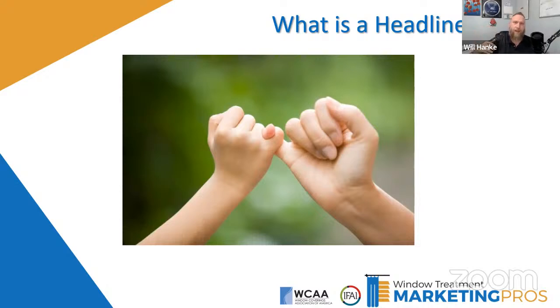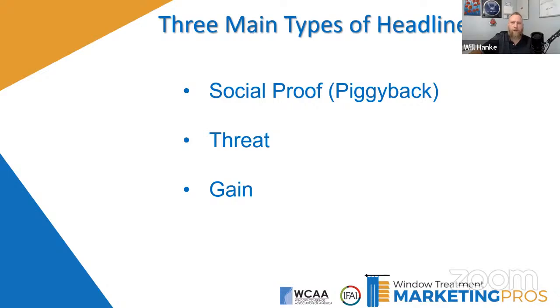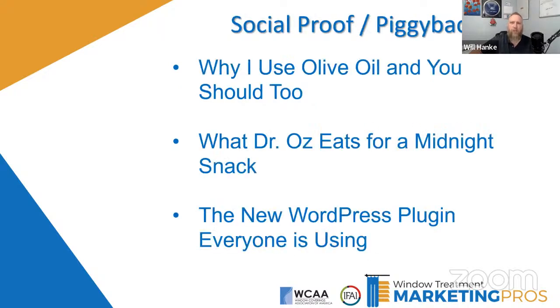So a headline in some sort of way is a promise of what you're going to deliver down the line from that as well. When it comes to headlines, there's three types of headlines. There's social proof or piggyback, and we'll talk a little bit more about these. There's a threat headline and there's a gain headline. So when it comes to social proof or piggybacking off something else, these are some great topic ideas or ways that you could potentially use for your business as well.